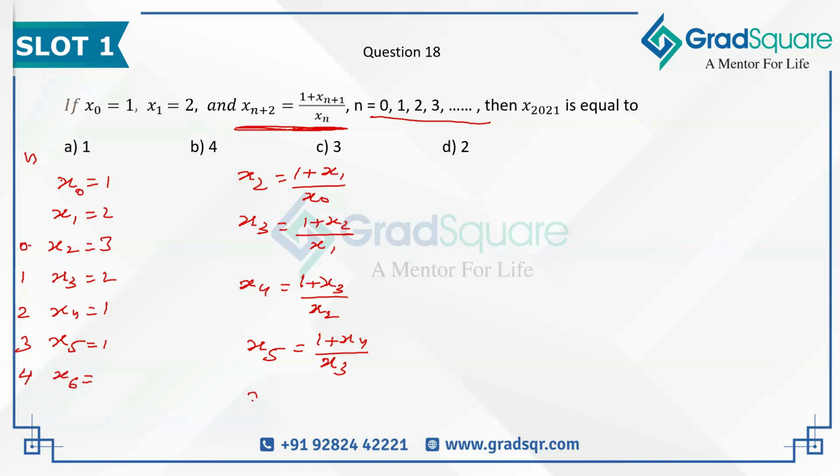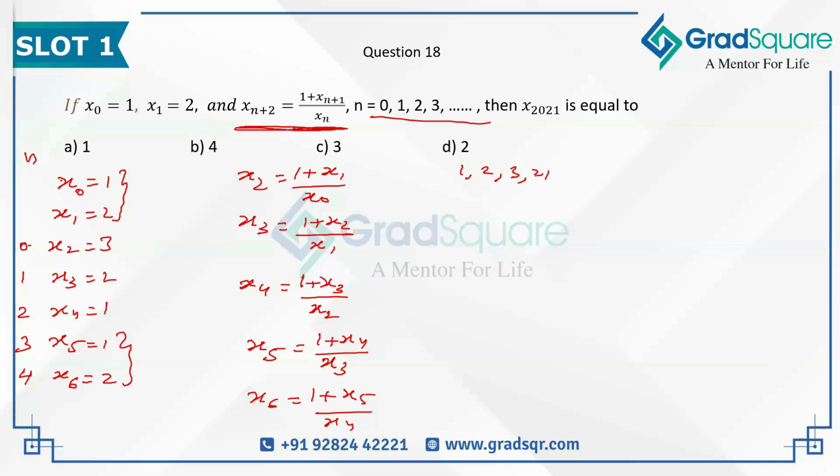x6 will be what? x6 will be 1 plus x5 divided by x4. What is x5? x5 is 1. So 1 plus 1 will become 2 divided by x4, which is 1. So this will give me 2. So now the last two numbers are same as these two numbers. That means the series has started repeating. Clear?